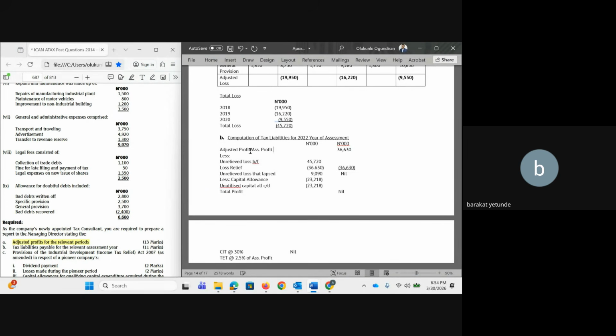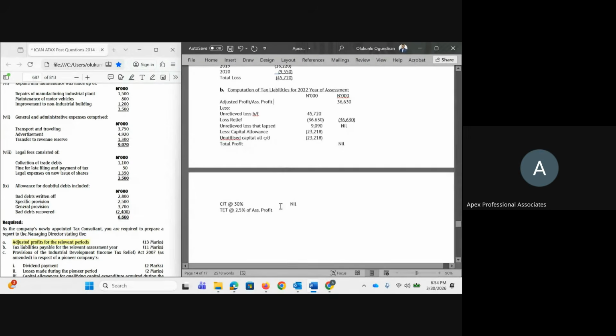915.75, 916. No, give me to 2 decimal places, please. 915.75. Okay, good. So total tax liability.